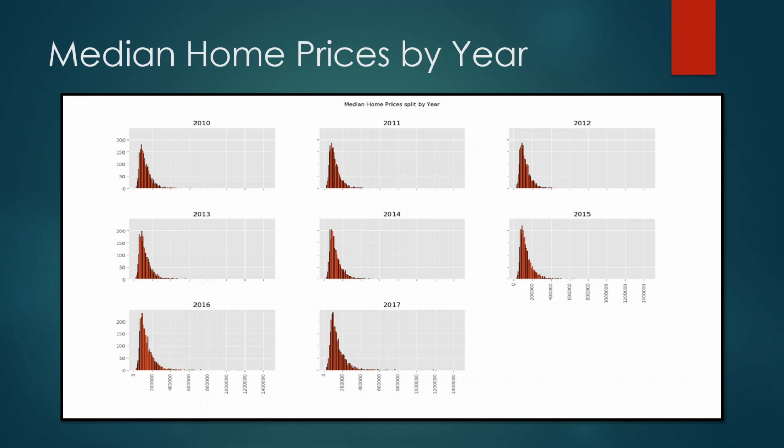This is just a split-out plot of median home prices split by year. As you can see, all of the data sets for each given year are kind of similar, but they all have a very significant skew.